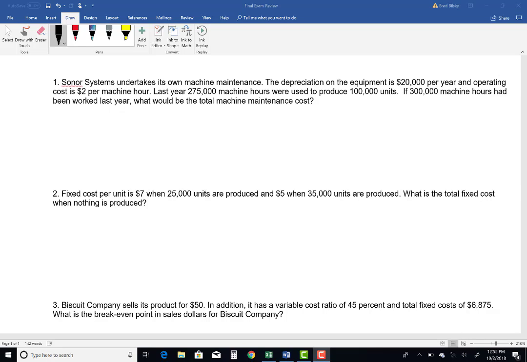The first one is looking at a company's Sonor systems, and we're talking about machine maintenance here. We're trying to figure out the yearly expense for a machine, and this is going to include depreciation and any variable cost associated with machinery. So maybe we have some type of equipment that we use for manufacturing, and we have the yearly depreciation, which of course comes from our initial purchase price.